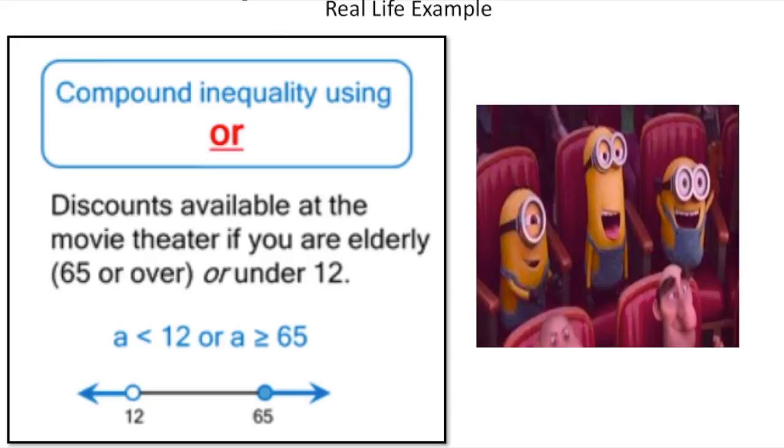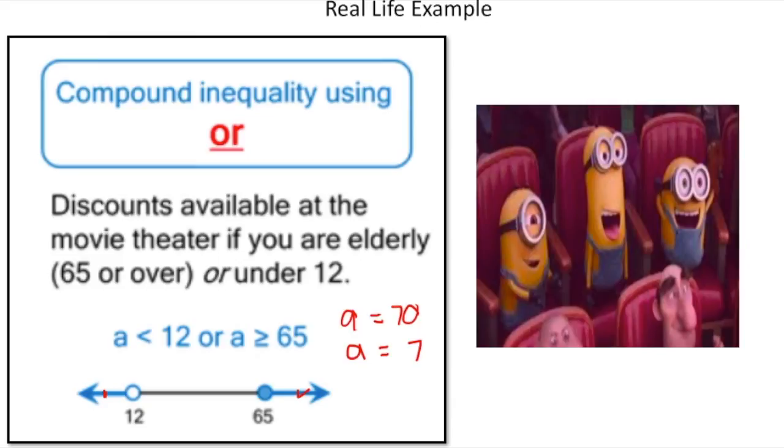Let's say, for example, we have a value of A equals 70. Would they get a discount? The answer is yes, because they would be on this side of the graph. Or let's say a student is 7 years old. Would they receive a discount? The answer is yes, because they're on this one. So it's either this one or this one, they'll get a discount. That's really a good example of a compound inequality involving or problems.